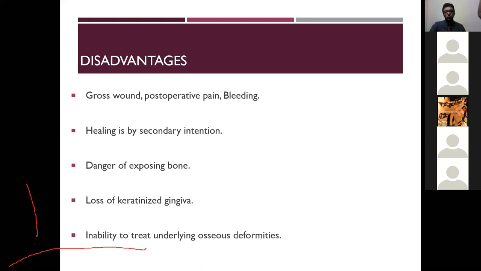Because there is no flap to close, because you are excising the gingiva, healing is by secondary intention. There is always a danger or a risk of exposing the bone, and there is loss of keratinized gingiva because you are excising it, and there is definitely an inability to treat the osseous deformities. Whatever you do, you cannot treat the underlying osseous lesions the way you want to. So underlying osseous deformities cannot be corrected with gingivectomy.